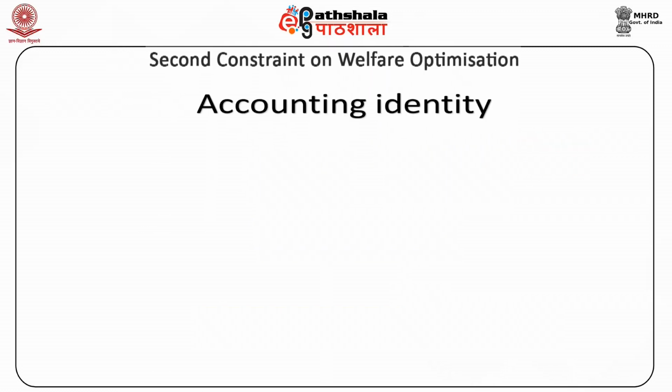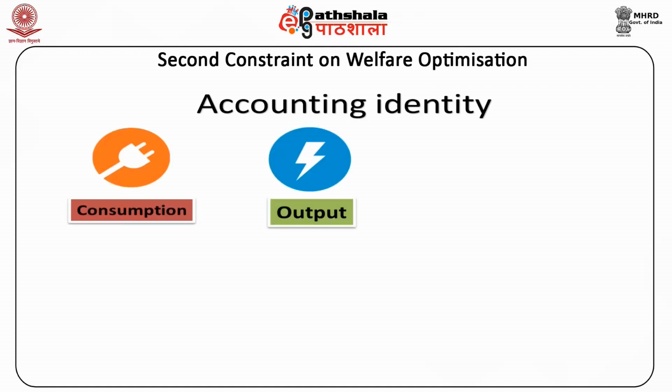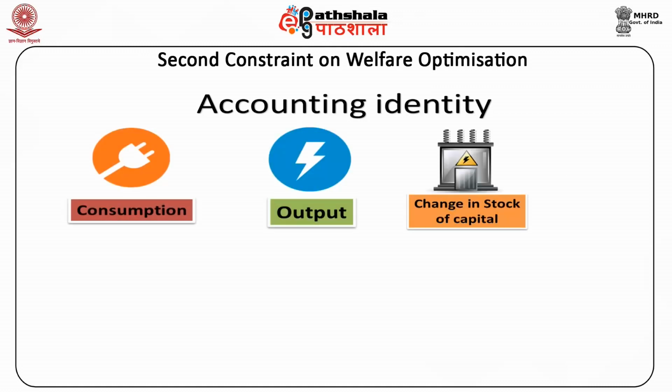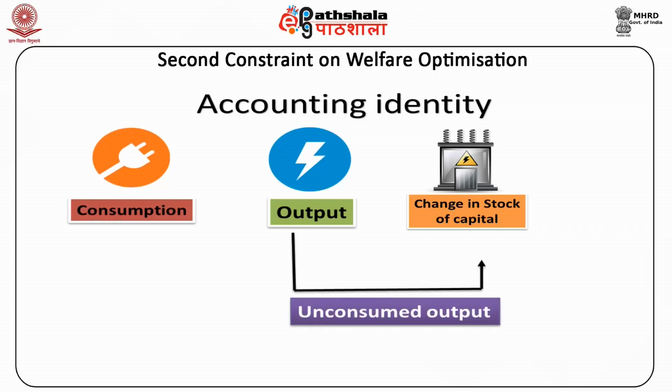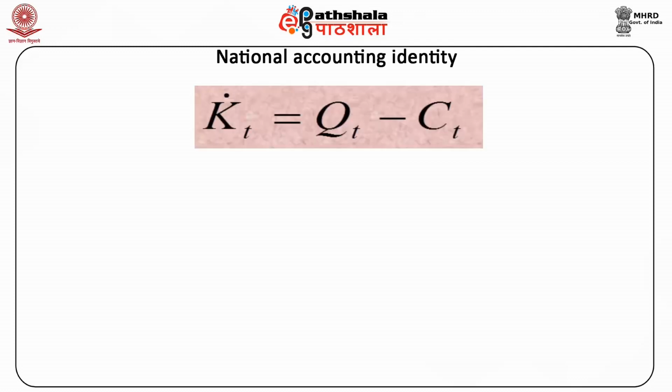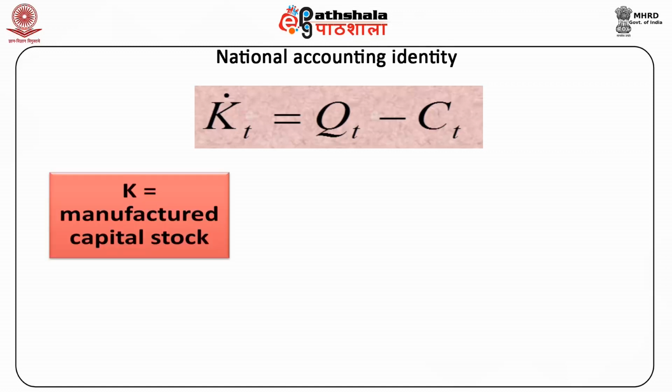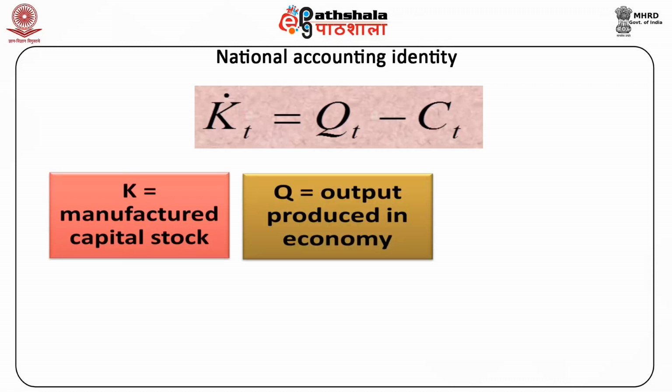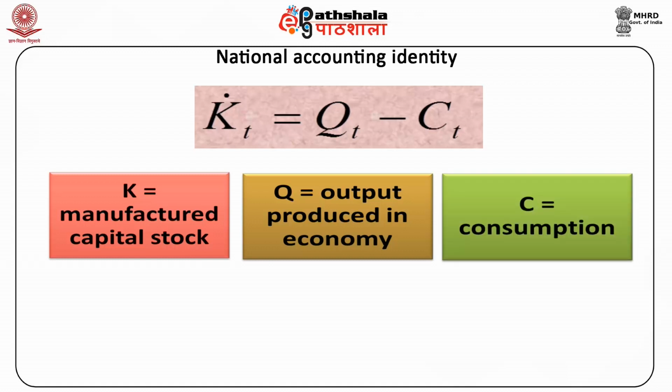Here we consider the accounting identity relating consumption, output, and the change in the economy's stock of capital. The part of output that is not consumed results in changes to the capital stock of the economy. The national income accounting identity can be expressed in continuous time form as K dot at time t equal to Q_t minus C_t, where K is manufactured capital stock, Q is output produced in the economy, and C is consumption.